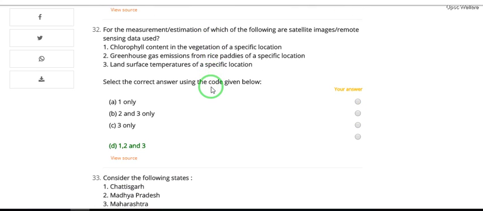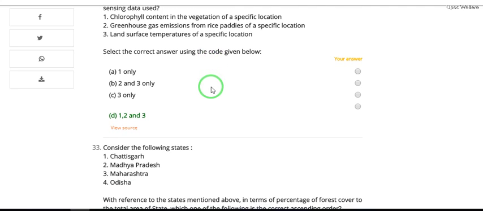Now see, for the measurement and estimation of which one of the following can satellite remote sensing data be used? So the chlorophyll content in the investigation of a specific location, of course it's correct. It can also measure greenhouse gas emission from rice paddies at a specific location, and land surface temperature of the specific location can also be measured. So 1 to 3, all are going to be correct.